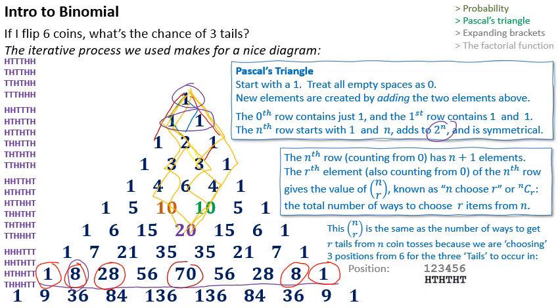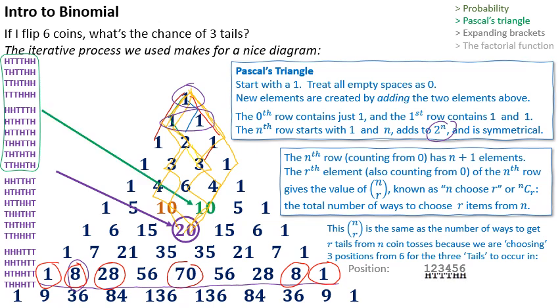Notice here, again, this was our list of the 20 different combinations that give you 3 tails. That's the number 20. It's in row 6 and it is item number 3, 6 choose 3. And you can see how it comes from the green number 10 over here, which is 5 choose 3, and the orange number 10 here, which is 5 choose 2. The number of ways of choosing 2 items from 5 and the number of ways of choosing 3 items from 5, if you combine them, gives you the number of ways of choosing 3 items from 6.